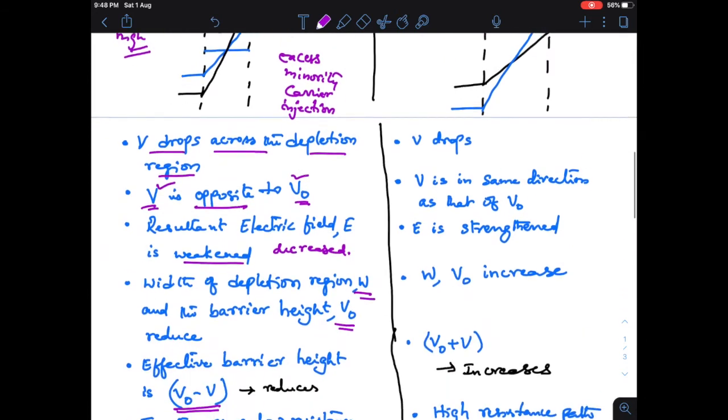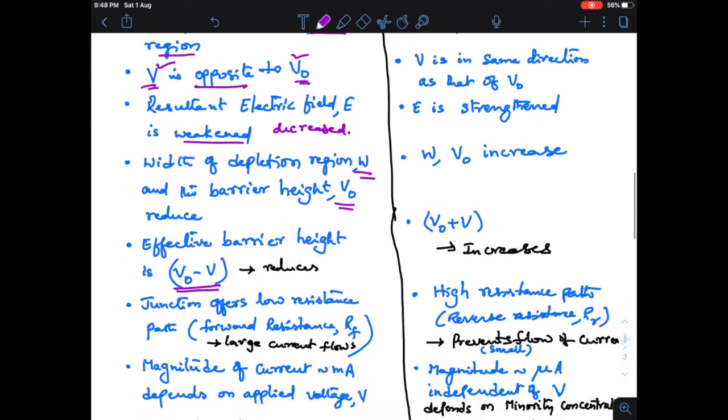Because of that, the junction offers a low resistance path, and low resistance means it can allow large current to flow. So I'll write this as forward resistance RF because we are in forward bias condition, low resistance. So large current can flow.